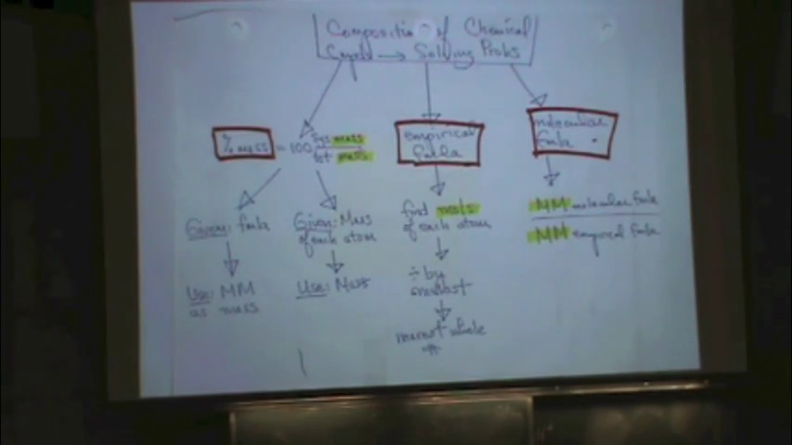There's also a similar problem called the empirical formula. For the empirical formula, the key unit is moles. So if you didn't know, the key unit for an empirical formula problem is the mole. Then you divide by the smallest and round to the nearest whole number, using the law of multiple proportions.